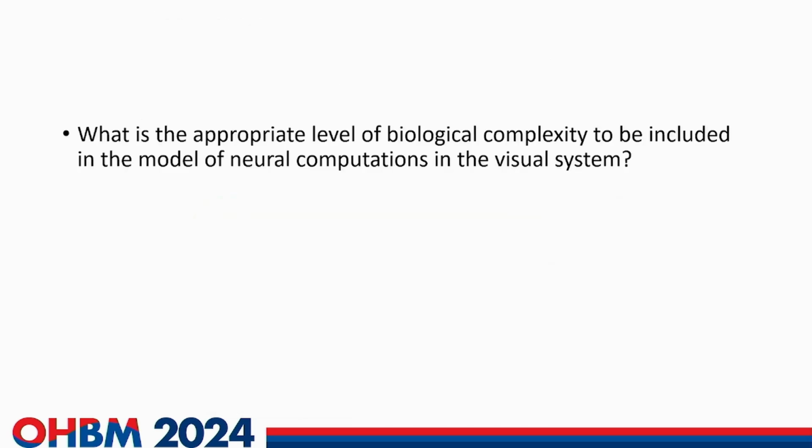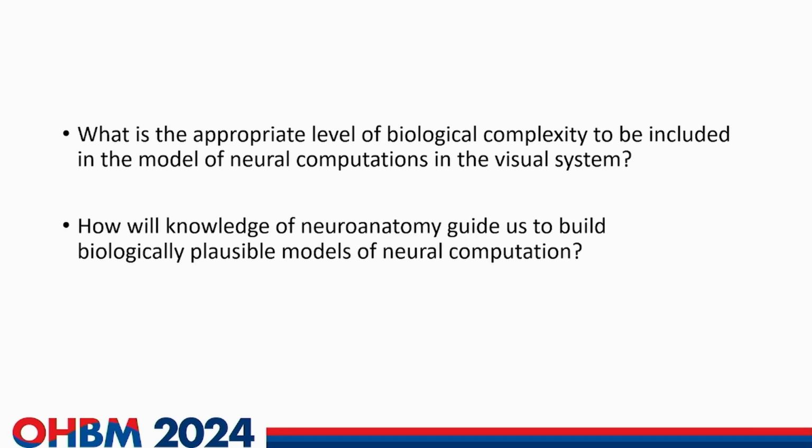So anyway, I have just two questions here. First, what is the appropriate level of biological complexity to be included in a model of neural computation in the visual system? Then question number two is how does knowledge of neuroanatomy guide us to build biologically plausible models of neural computation? Well, what do I mean?